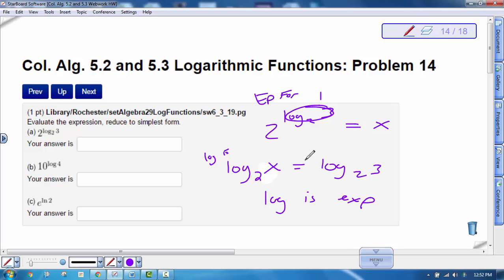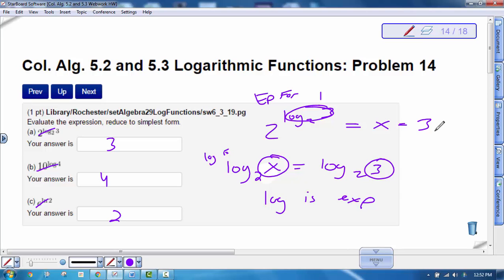So what that means is that you can compare this to this and see that this really equals 3, because x is 3. So basically every time, to make it simple, we can just cancel these. This is 3. This is log base 10, so these cancel and you get 4. And this is log base e, so these cancel and you get 2.